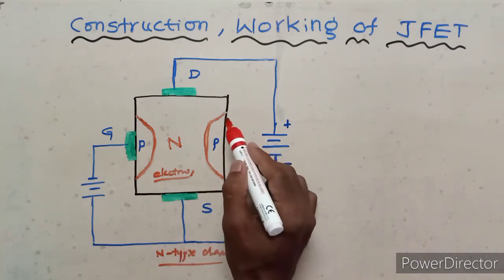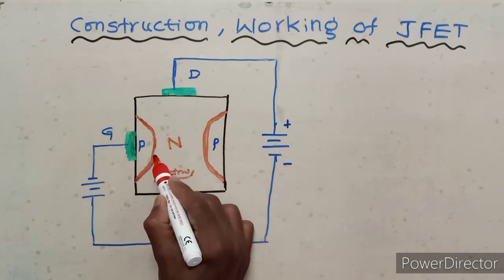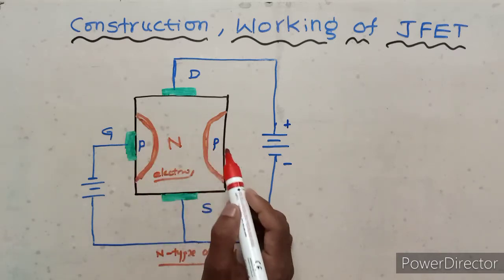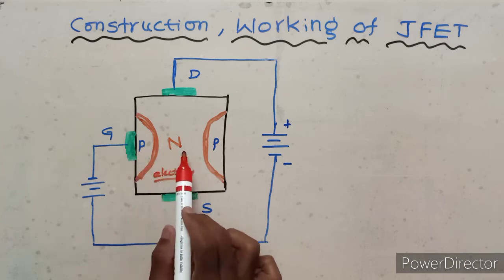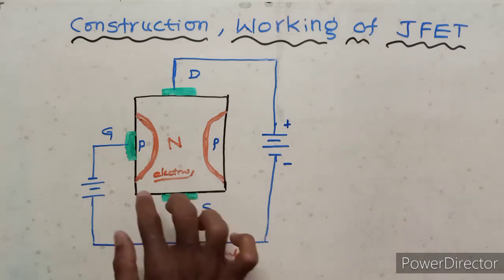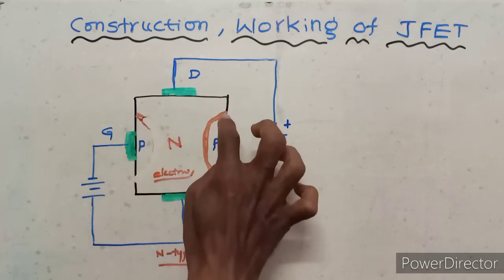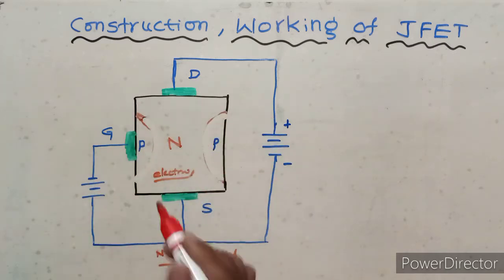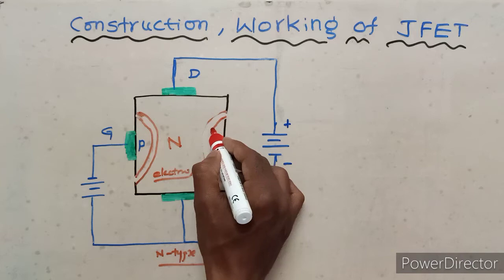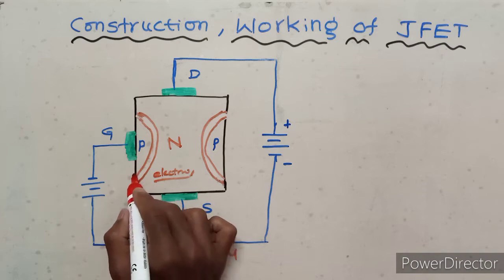Already the depletion layer is produced here because this is the P type semiconductor and this is the N type semiconductor. So this is the PN junction, and the depletion layer is produced here.